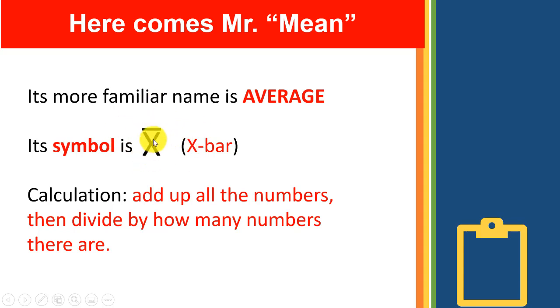But why is it X bar? You know the reason? Of course, because the mathematicians, the statisticians have told us that this is what they want for their symbol as mean. How do you calculate it? You add up all the numbers. You know this thing. That's why this is going to be short. You add up all the numbers, then you divide by how many numbers there are.